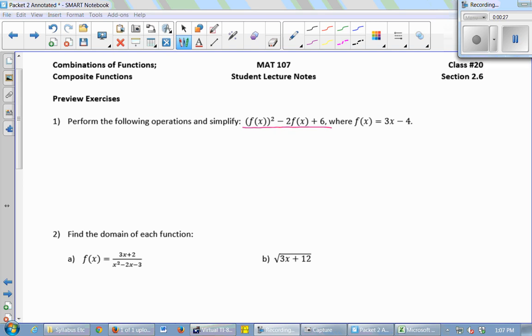So instead of f of x, I'm going to have 3x minus 4 squared, right? Instead of f of x squared, I have 3x minus 4 squared, minus 2 times 3x minus 4 plus 6. So everywhere that I saw an f of x, I replaced that f of x with the thing that it equaled, 3x minus 4. And then we just simplify.